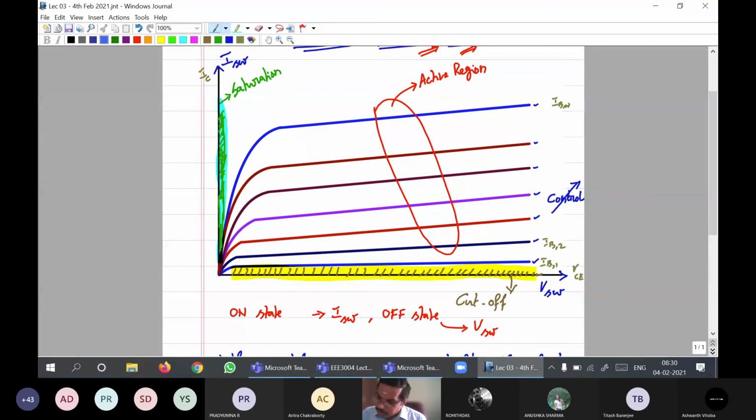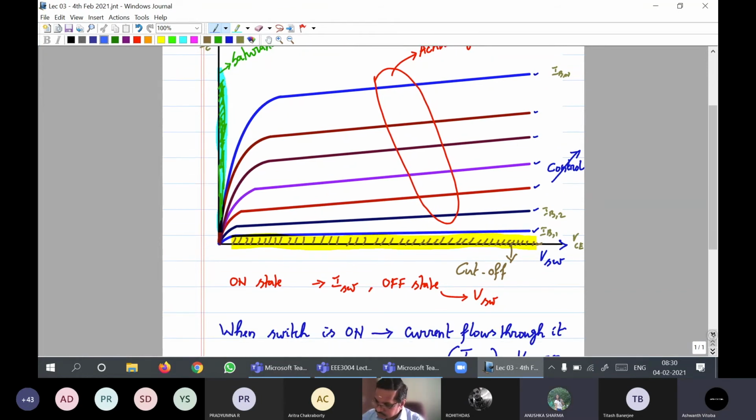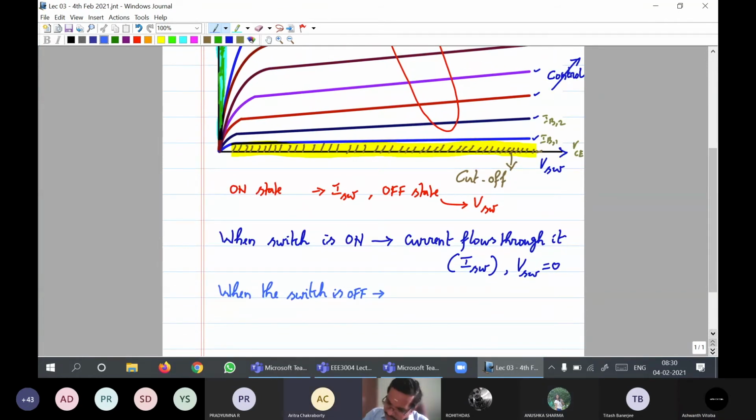Fine. Now, during off state, what do you think will be the electrical parameters? Voltage across the switch, current through the switch, magnitude. Current will be 0. Zero current and voltage infinite. Very good. The switch should be able to block.